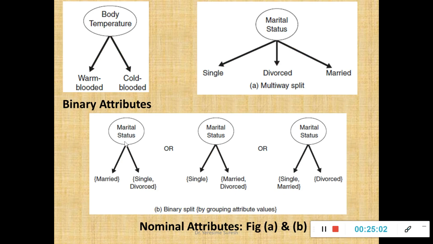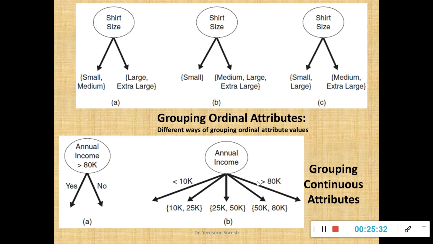Say for example, marital status: married person is one, there might be a single person, divorced person. Single or divorced are separate, fine. So I'll group them. Or I can group marital status as single and married, divorced. A person will be divorced only if he is married before this stage, fine. So again I can represent single and married in one group, divorced in one group. So this is how I group the nominal attributes and split them for the test attribute condition.